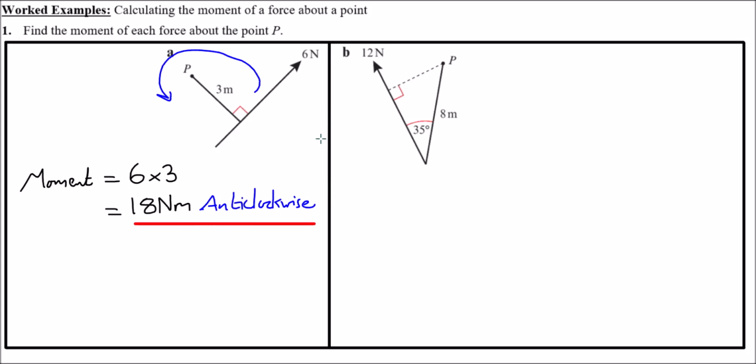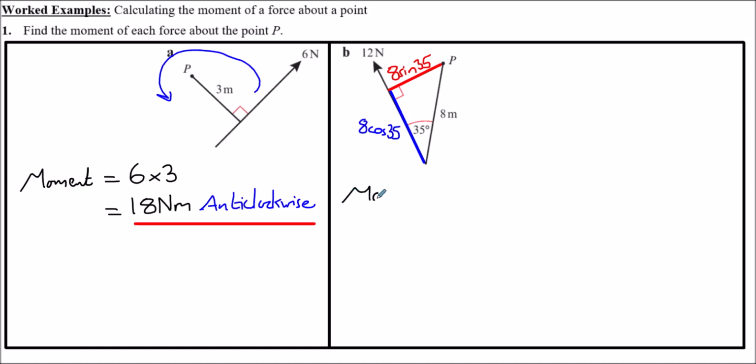For 1b, we need to work out this distance here between P and the line of action of the force. And so this again is just right-angled trigonometry. We know the hypotenuse is 8. We want to work out the opposite side. Like I mentioned before, the opposite side is going to be the hypotenuse multiplied by sine of this angle. In case it was a different question or different context, if you wanted to work out this side here in blue, that would be 8 cos 35. But here we just need 8 sine 35.